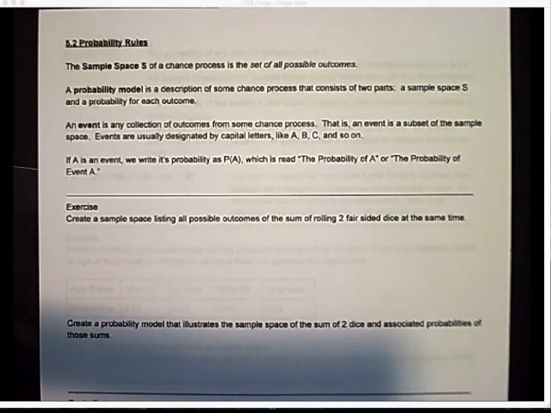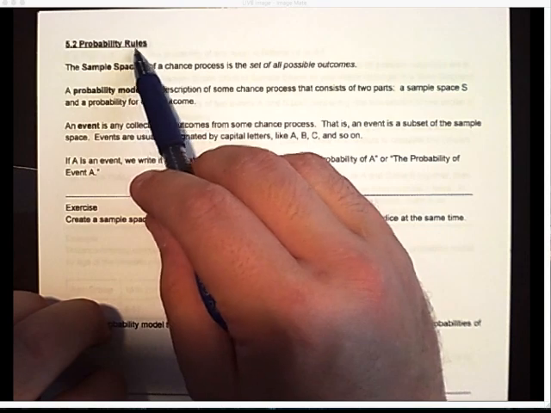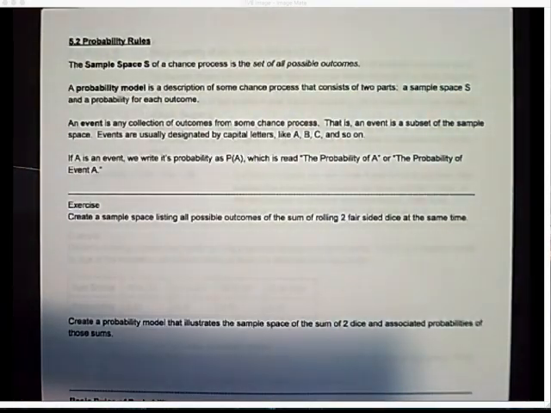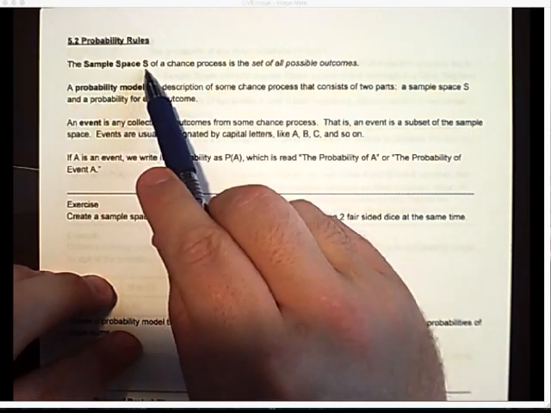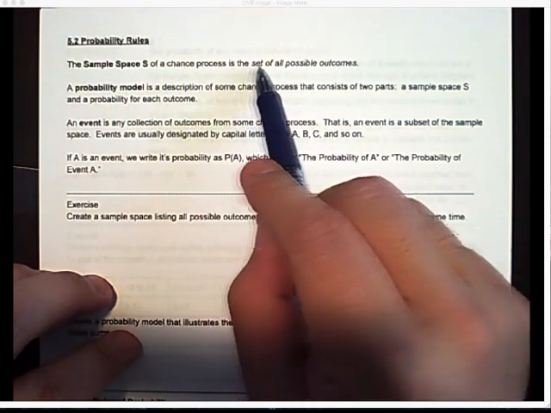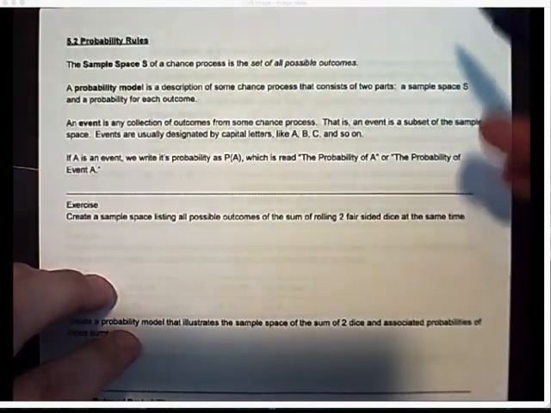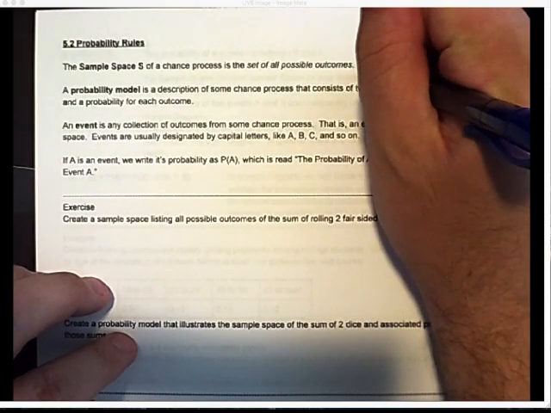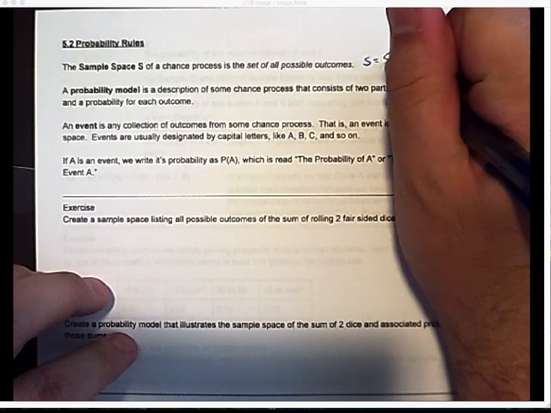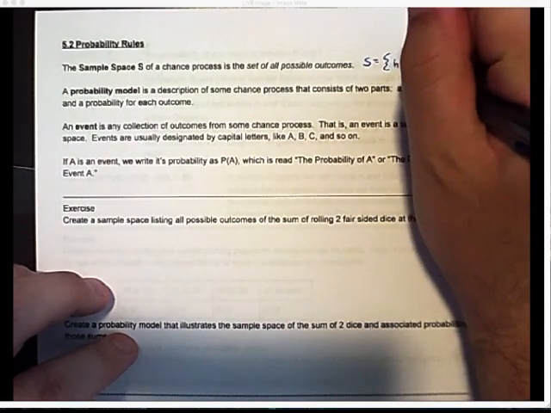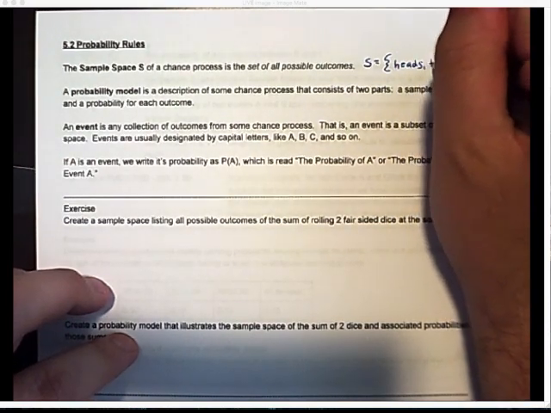All right, y'all, we're going to move on to section 5.2, and these are going to be called probability rules. So let's read a couple of these descriptions, and we'll go from there. It says the sample space S of a chance process is the set of all possible outcomes. So when I'm flipping a coin, I could list my sample space S. There's only two possible outcomes, heads and tails.